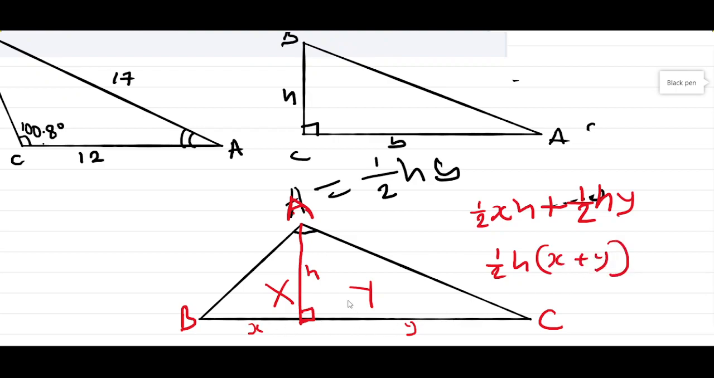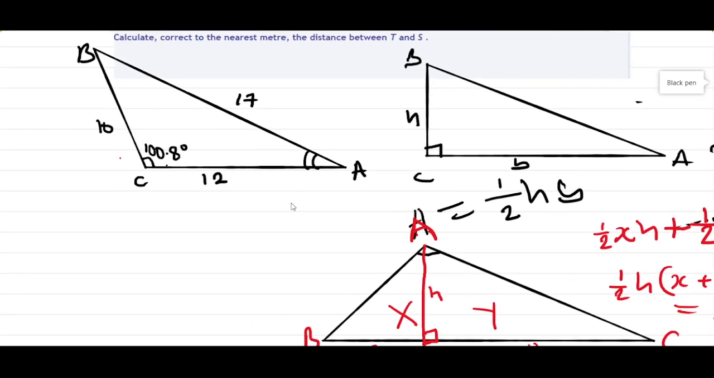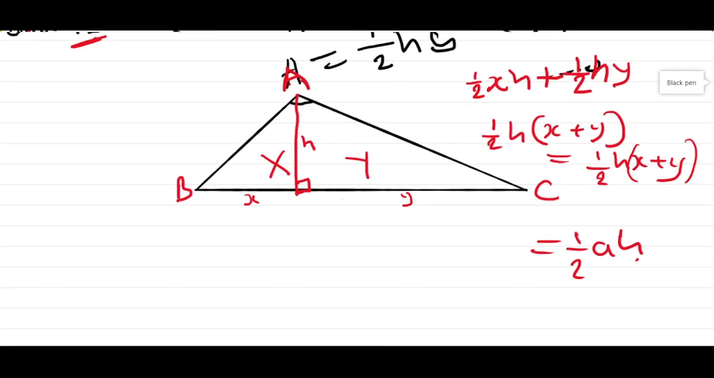Of course x plus y is just the side a, so this side a is x plus y, so this is half of h times (x plus y), which is half of ah. So the area of this triangle is half of ah. But in this triangle, we don't know the h, but we know the a, which is 12. So obviously this formula cannot work for us when we don't know the height, but I will find the height in a different way.